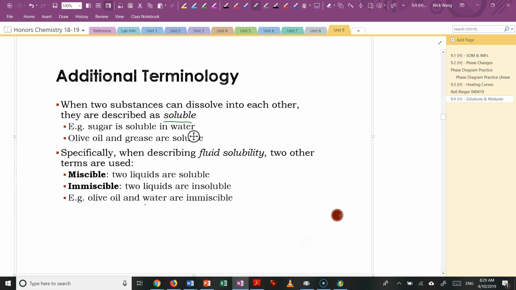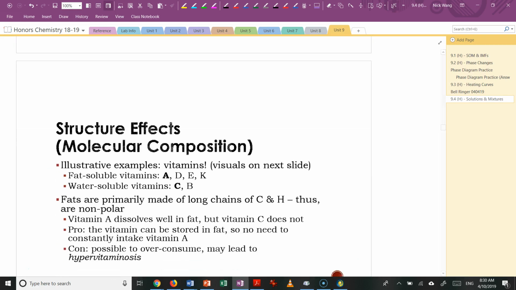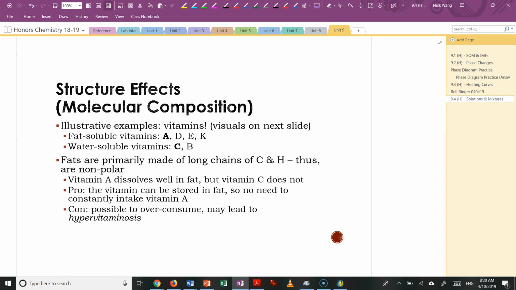So olive oil and water, right? We say water and oil don't mix. Again, that's just a casual way of saying that the two are actually immiscible. A couple other factors affect solubility, and we'll cover a couple of them. First, let's talk about structure effects. What exactly is the composition of these molecules, and how does that affect solubility? Let's use vitamins to illustrate this concept. We'll look at the visuals in the next slide to help you make more sense of it.